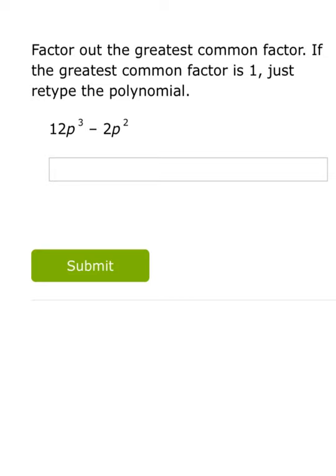Alright, another problem. So we need to find the greatest common factor again of 12p cubed minus 2p squared. So the greatest number that 12 and 2 have in common is 2. And they both have at least 2 p's. So my greatest common factor would be 2p squared.